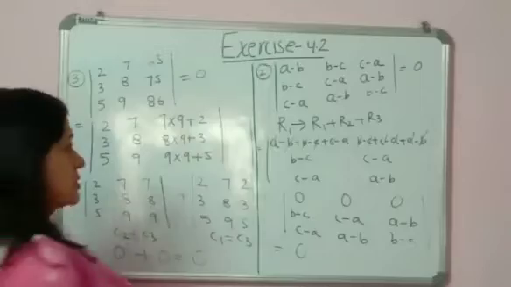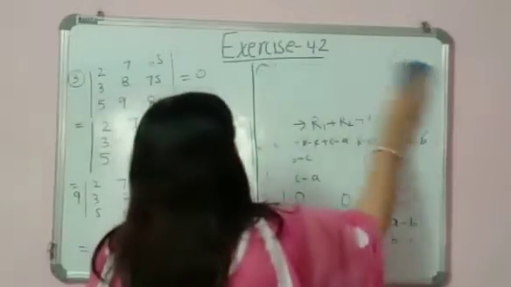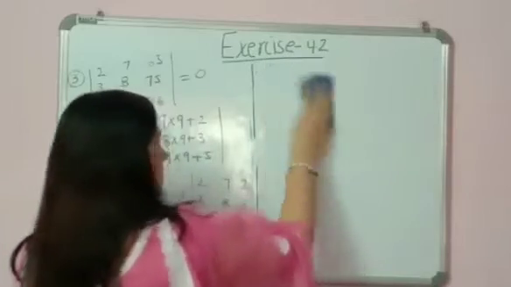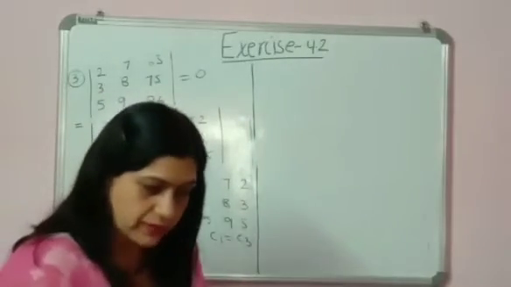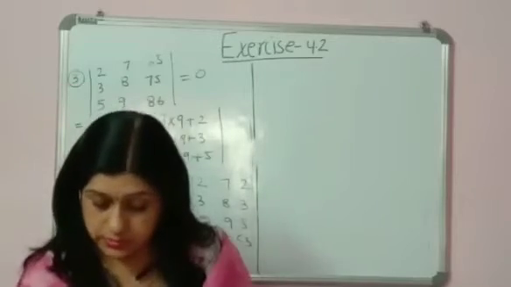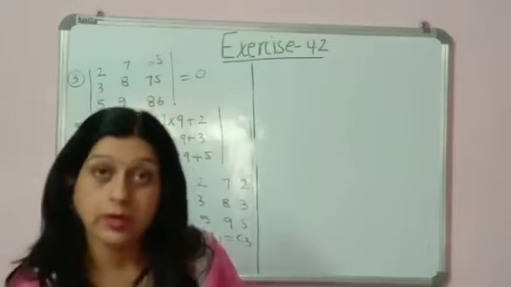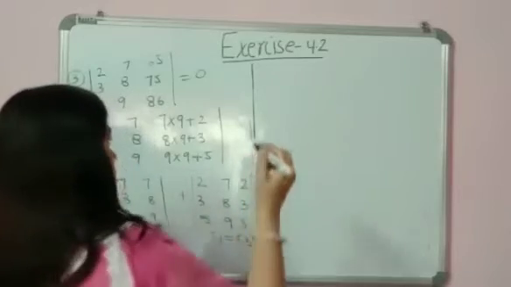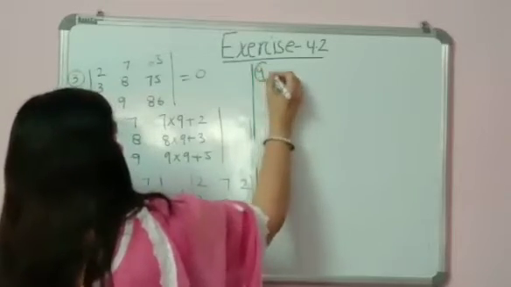Now come to next question. So in all these questions you will find that if you have to prove this equal to 0, most of the time you are making any two rows or columns identical. Now come to question number 4.